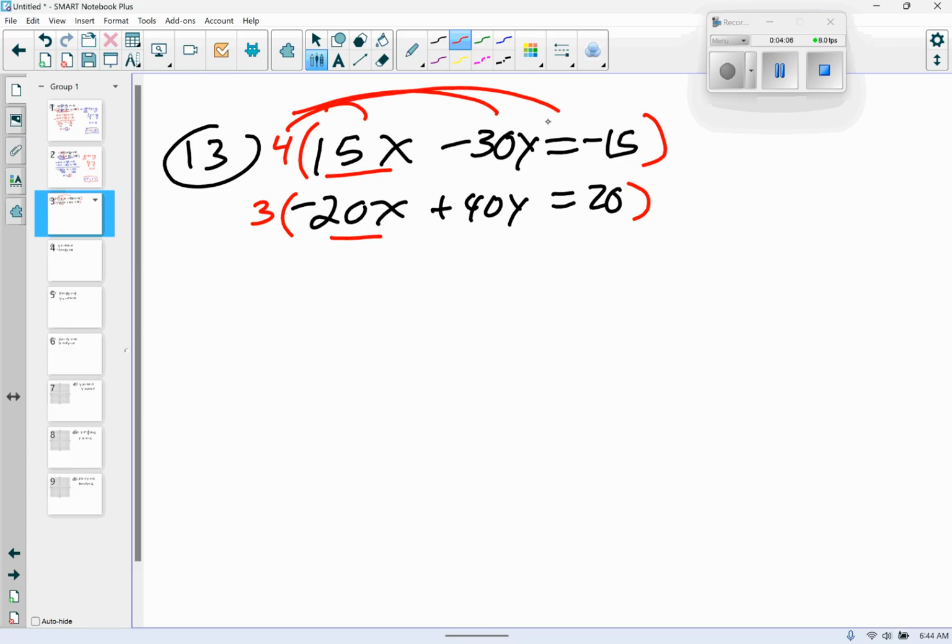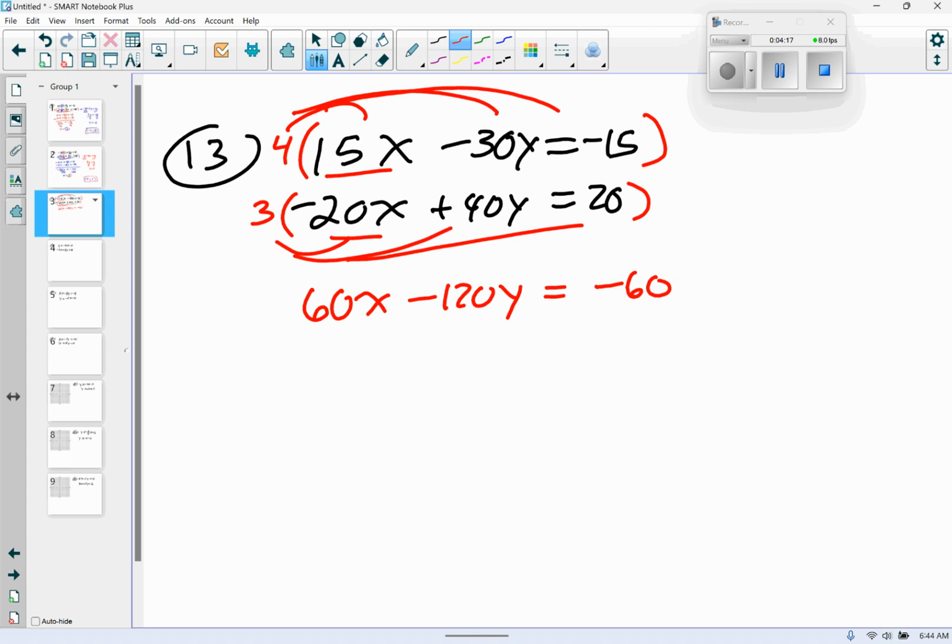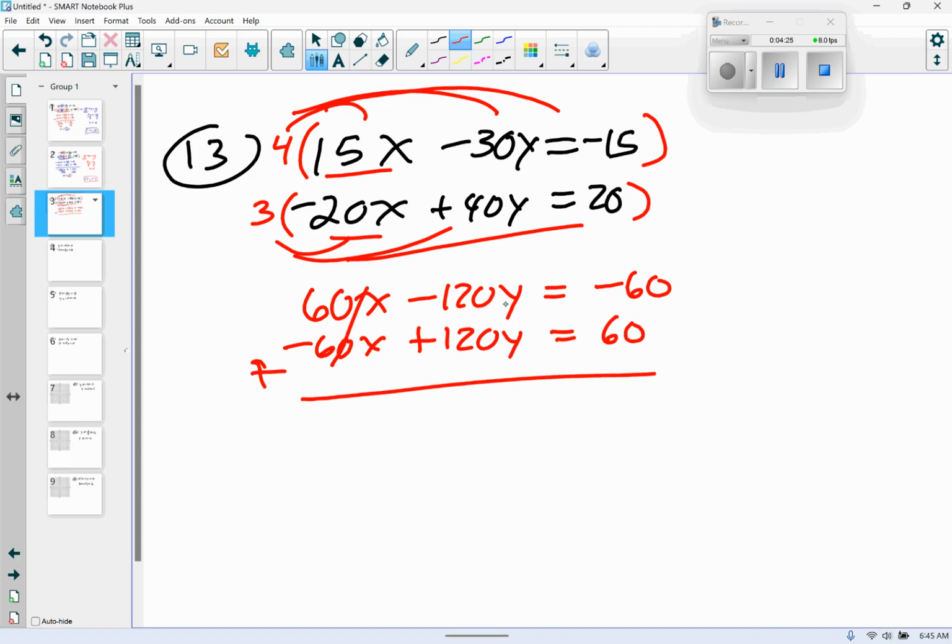So I'm going to distribute this over all of those. That's going to give me 60x minus 120y is equal to negative 60. Distribute this 3 to everything. That gives me negative 60x plus 120y equals positive 60. And we add these together, those cancel, those cancel, those cancel. Oh, look, 0 is equal to 0. That's true. This is one of those weird situations. That means we have infinite solutions.